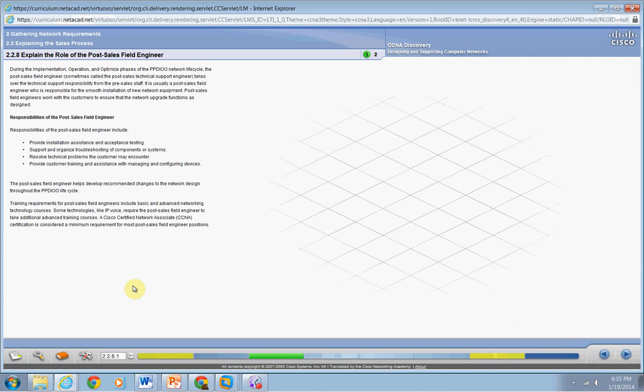Okay, roles of the post-sales field engineer. These guys are responsible for the installation of the new network equipment, and the implementation, operation, and optimize phases is where they put these people. The post-sales field engineer takes over the tech support responsibilities such as install assistance and acceptance testing, troubleshooting of components and systems, resolving technical problems the customer may encounter, training and assistance to the customer with managing and configuring devices.